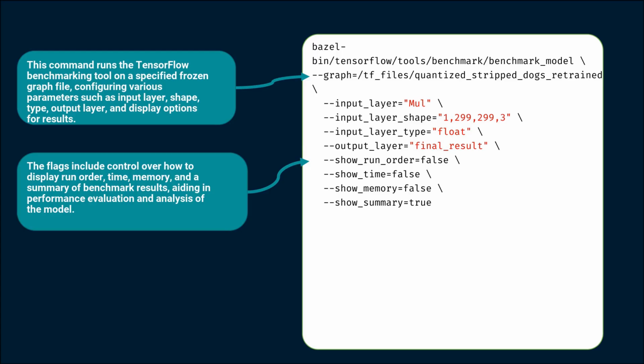Now, we also specify the .output layer parameter to indicate where the model's final classified results are collected. The flags .showRunOrder, .showTime, and .showMemory set to false allow us to focus on the summary of performance metrics provided by the benchmark, which is essential for assessing how our model meets speed and efficiency requirements in a mobile context. Finally, setting .showSummary equals true ensures we receive a detailed summary of the testing results, which will help us make informed decisions about deploying our model.